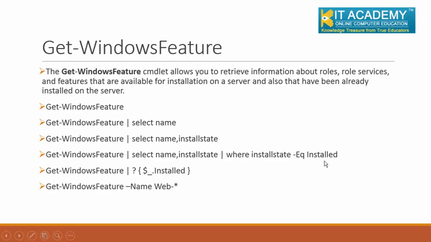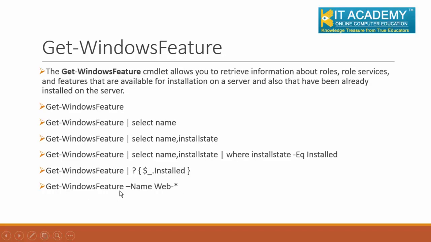Instead of writing it this way, we can also use another syntax. I can simply say Get-WindowsFeature pipe, and your where clause can be written like a question mark, a pair of curly braces, $_ and then dot your property. This is equivalent, and the list of features that have been installed will be returned by this command. You can also use wildcard characters at the time of retrieving the features.